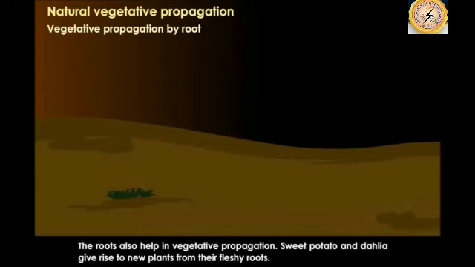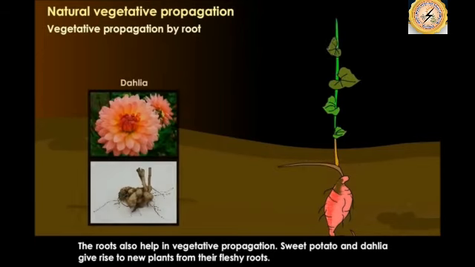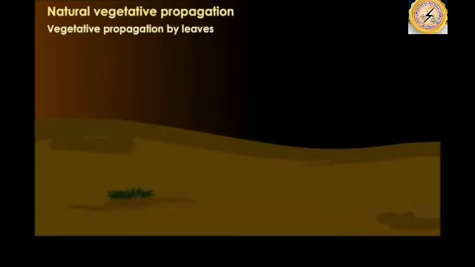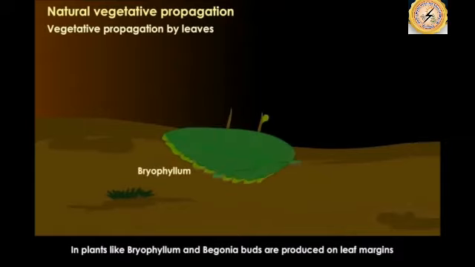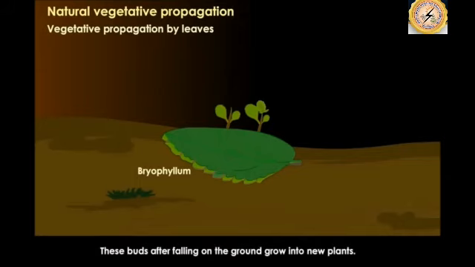Vegetative propagation by roots. Now the roots also help in vegetative propagation. The sweet potato and the dahlia give rise to new plants from their fleshy roots. Fleshy means full of food. By means of the leaves, in plants like the bryophyllum and the begonia, buds are produced on the leaf margins. So at the border of the leaf, small buds are there. These buds, after falling on the ground, produce new plants.